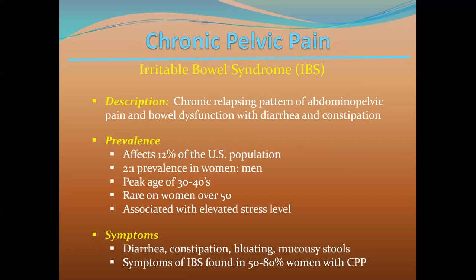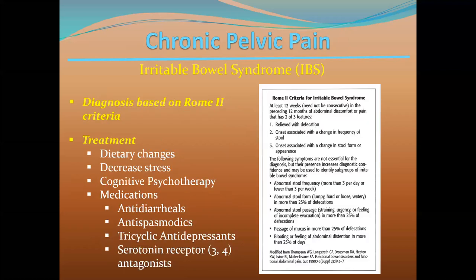The symptoms are diarrhea, constipation, bloating, and mucus in the stool. The symptoms are found in 50 to 80% of women who have chronic stress. The Rome criteria for irritable bowel syndrome: at least 12 weeks, which need not be consecutive, in the preceding 12 months of abdominal discomfort or pain that has 2 out of 3 features: relief with defecation, onset associated with a change in frequency of stool, onset associated with a change in stool form or appearance.